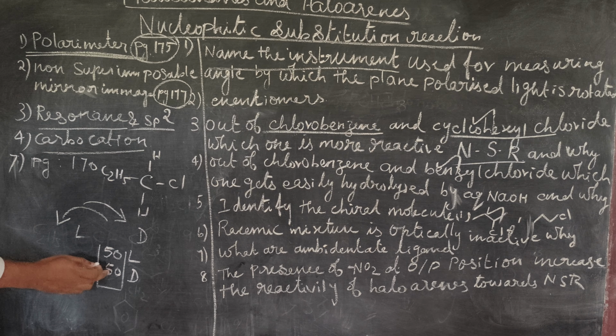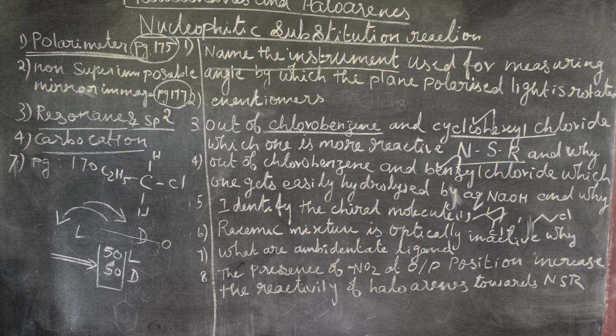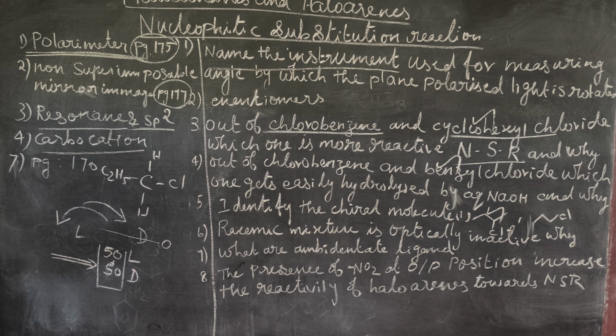So 50 plus 50. When you pass light through the racemic mixture, both will happen: 50% rotate to the right side, 50% rotate to the left side. So the net rotation is 0. So the racemic mixture is optically inactive.